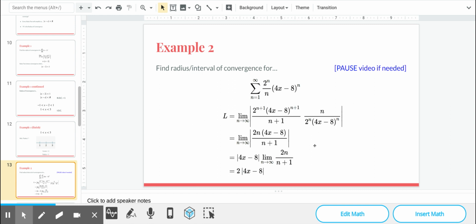I'll work my way to simplifying as much as I can. So 2 to the n+1 over 2 to the n just gets simplified to 2. That's where that 2 comes from. I've got 4x minus 8 to the n+1 over 4x minus 8 just to the nth. Those exponents would subtract from one another. n+1 minus n, just 4x minus 8 to the positive 1. So I have 4x minus 8 on top. And then the n and the n+1, they don't do anything. They just stay as n and n+1. So n and n+1 down here.